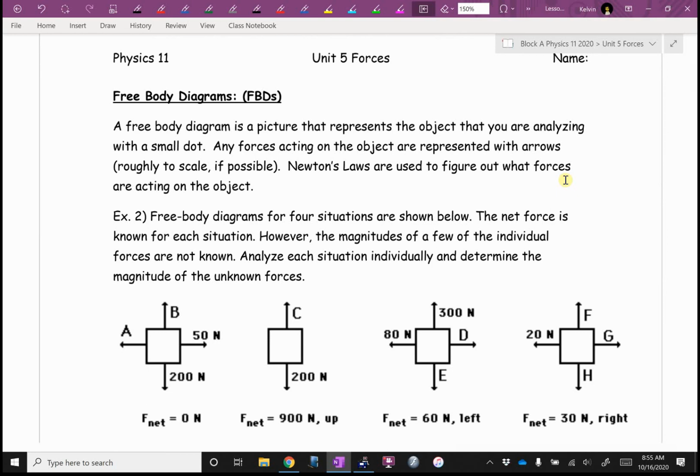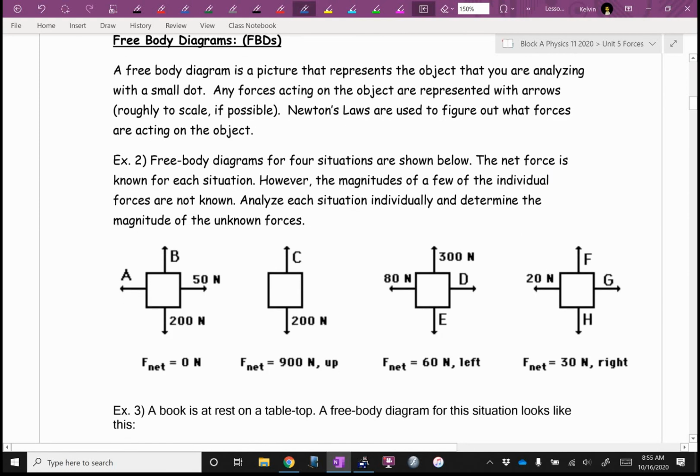Roughly to scale, and what I mean by roughly to scale, if you know that force A is bigger than force B, try and make force A arrow longer than force B arrow. Or if you know that force A is the same size as force B, eyeball them about the same length, roughly to scale. You don't have to say, oh, I know it's twice as big, I'll make the line exactly twice as big. Eyeball it. We're going to use Newton's laws to figure out what forces are acting on the object. So here's 4 free body diagrams, although I stole these from the internet because I'm terrible at graphics.